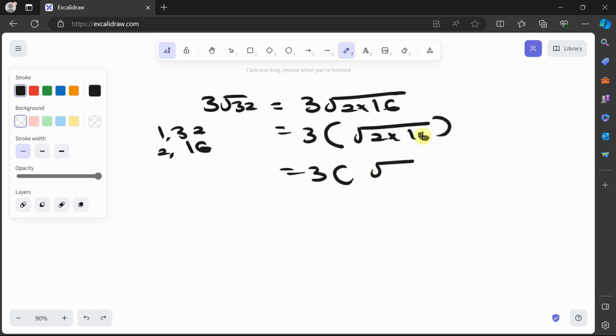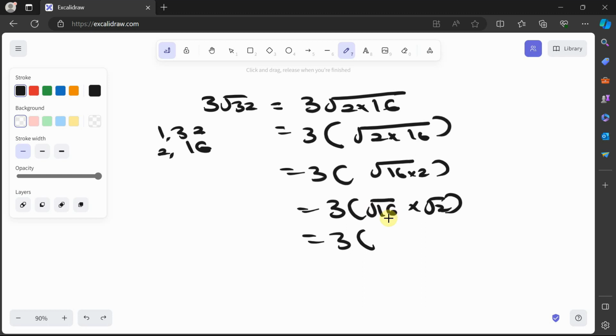Okay, I always said you should put this guy first, so let me take my own advice. That's 16 times 2. If I break this one up, this is 3 open brackets root 16 times root 2. So this is like saying 3 open brackets, root 16 is 4, so 4 times root 2. Or this is like saying 3 open brackets 4 root 2. Now I can multiply that 4 by this 3 that is outside, and 3 times 4 will give me 12. So that will be 12 root 2.